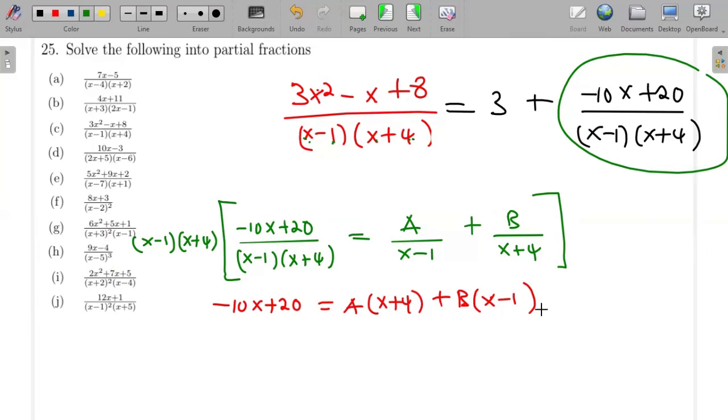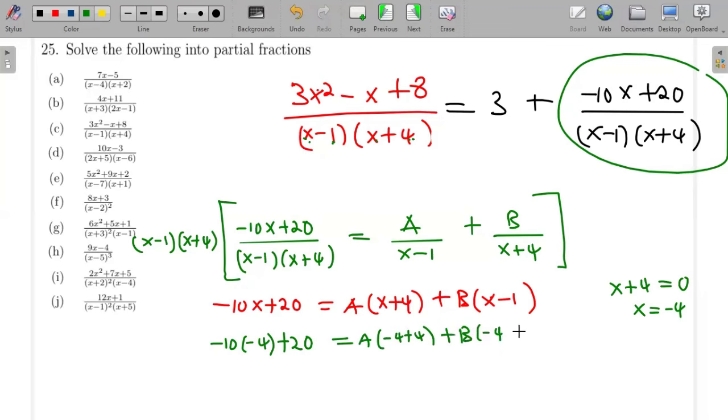So I just have to eliminate one of these. So it will be x plus 4 is equal to 0, meaning x is equal to minus 4. So wherever there's x, I put minus 4: minus 10 times minus 4 plus 20 is equal to a times minus 4 plus 4, plus b times minus 4 minus 1. So this here will be minus 40, actually positive 40, right? So positive 40 plus 20 is equal to, this will be 0, and then this will be minus 5b.